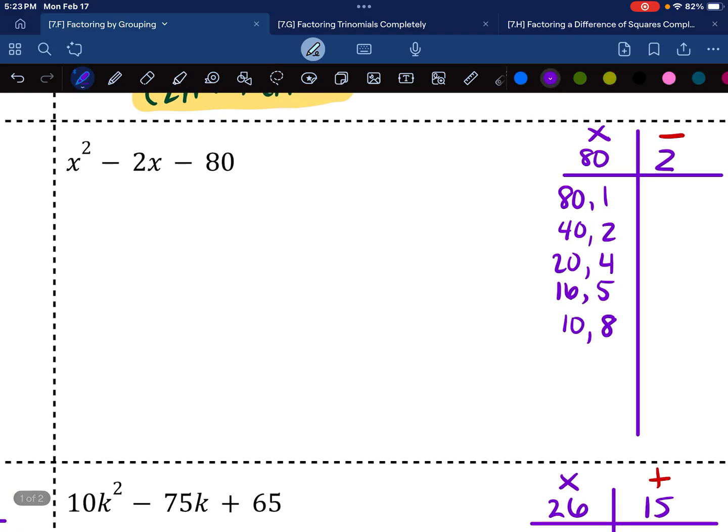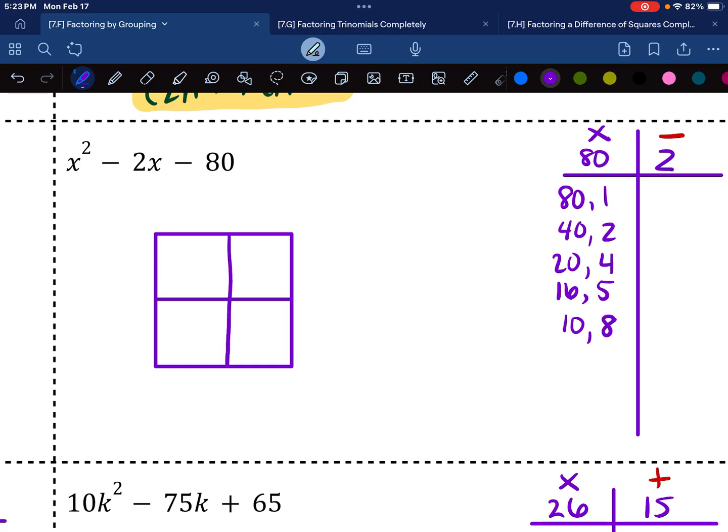Now this one should look pretty simple, right? My a value is a 1. In a later video, I'm going to show you a method called the double bubble method, which is what you do when your a value is 1. It makes things a lot easier.